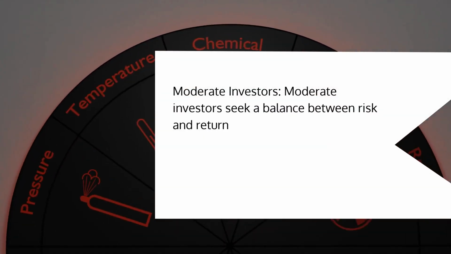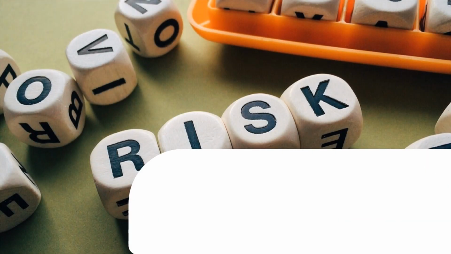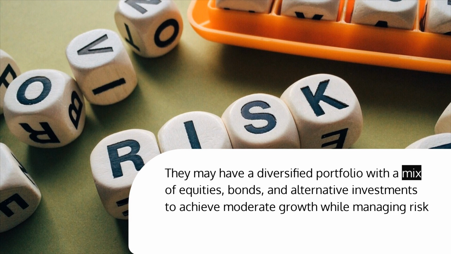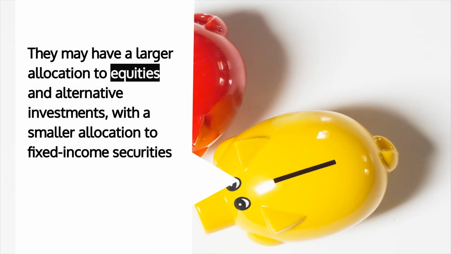Moderate investors. Moderate investors seek a balance between risk and return. They may have a diversified portfolio with a mix of equities, bonds, and alternative investments to achieve moderate growth while managing risk. Aggressive investors. Aggressive investors have a higher tolerance for risk and are willing to accept greater volatility in pursuit of higher returns. They may have a larger allocation to equities and alternative investments, with a smaller allocation to fixed income securities.